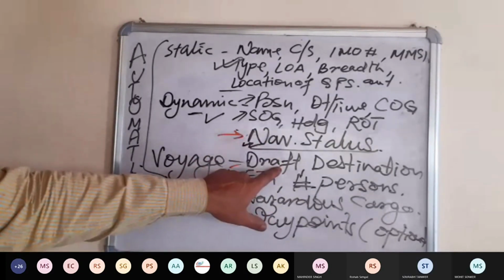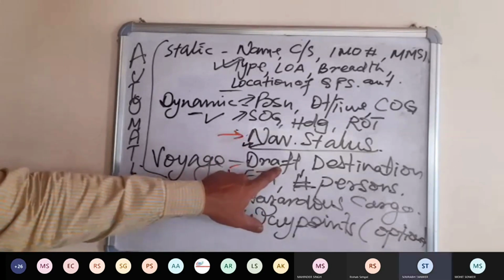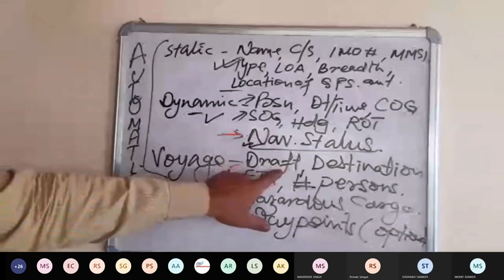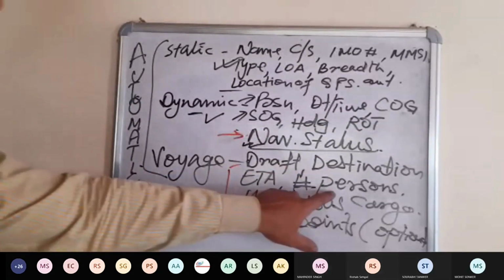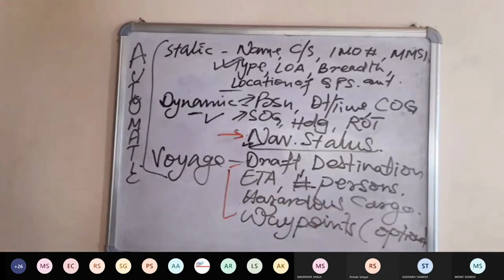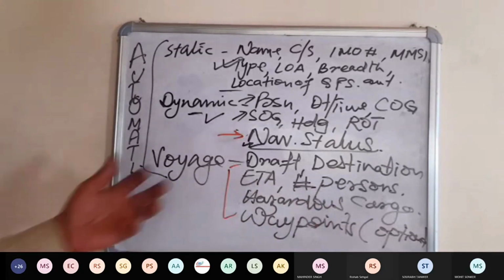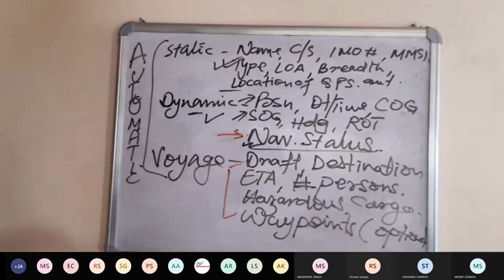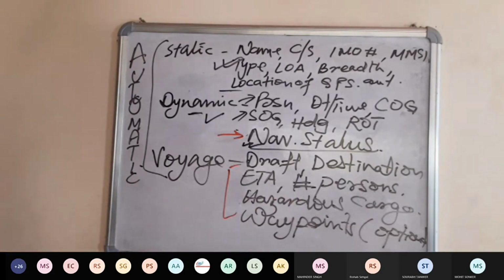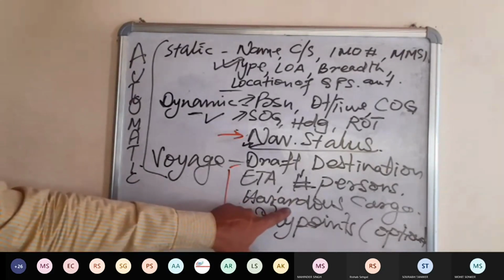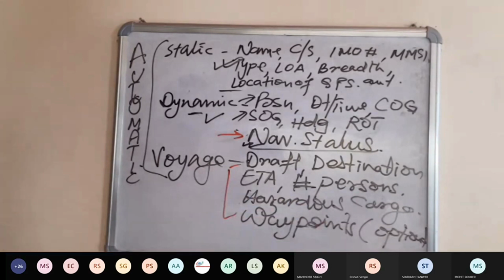Draft: what is the present draft? Now the vessel is loaded, now in ballast condition, so the draft keeps changing, the destination keeps changing, the ETA will change. Number of persons: now maybe 28 people, now 24, then supernumeraries came and went, one extra cadet came, so it keeps on changing. Number of persons on board, hazardous cargo, if at all, the type of cargo should be mentioned, and the waypoints.